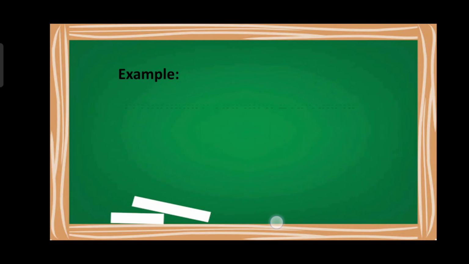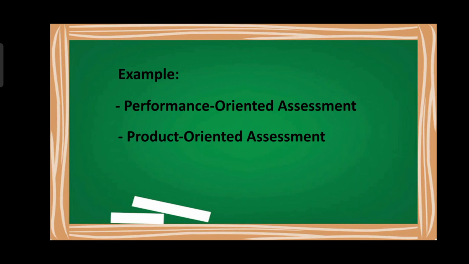The examples of authentic assessment are, first, performance-oriented assessment, and second, product-oriented assessment. Performance-oriented assessment: from the word itself, in this type of assessment the teacher focuses more on the actual performances of the students, on how students demonstrate a particular skill. That is performance-oriented assessment.